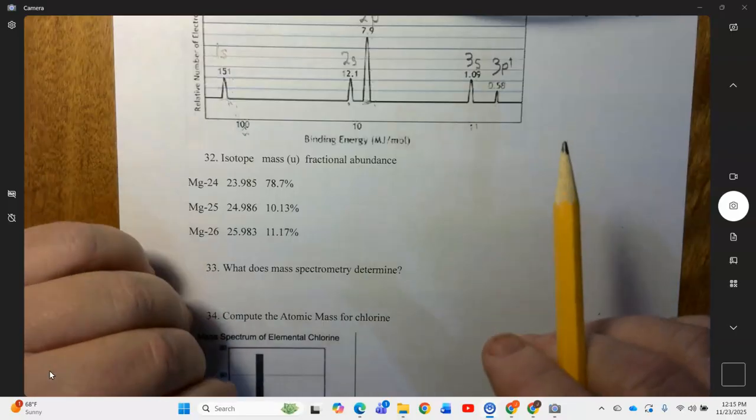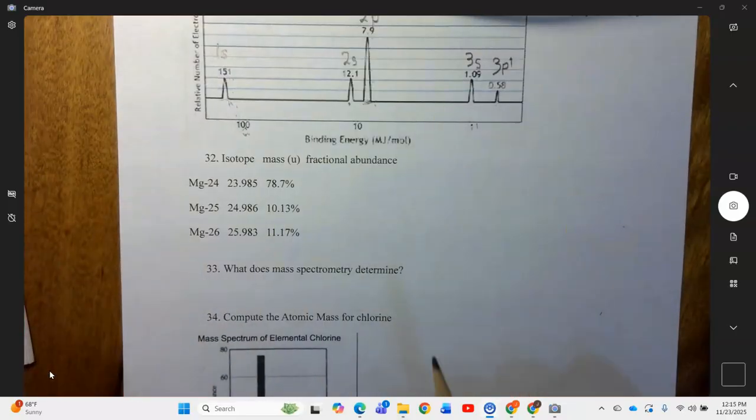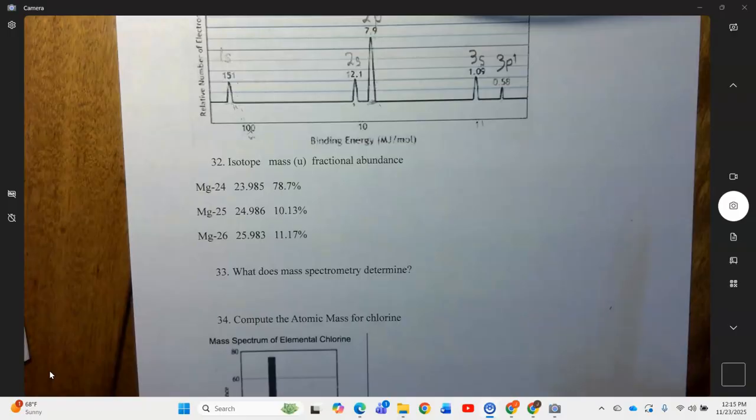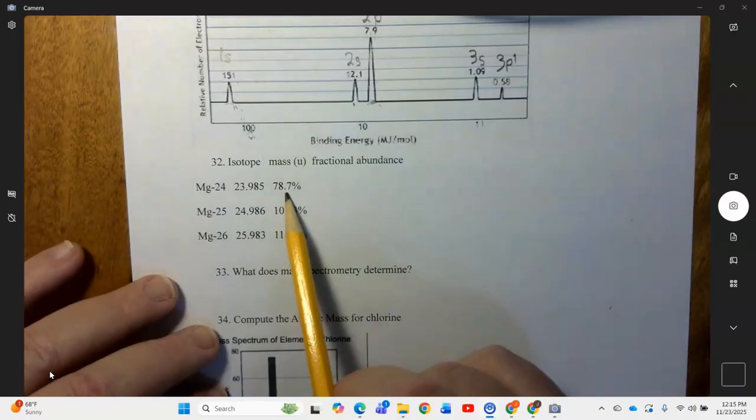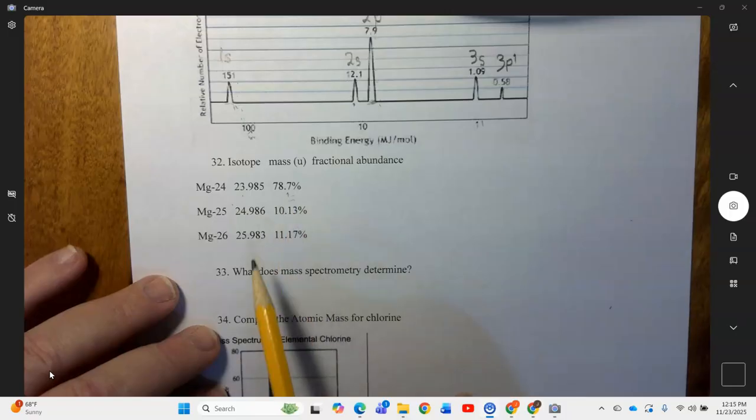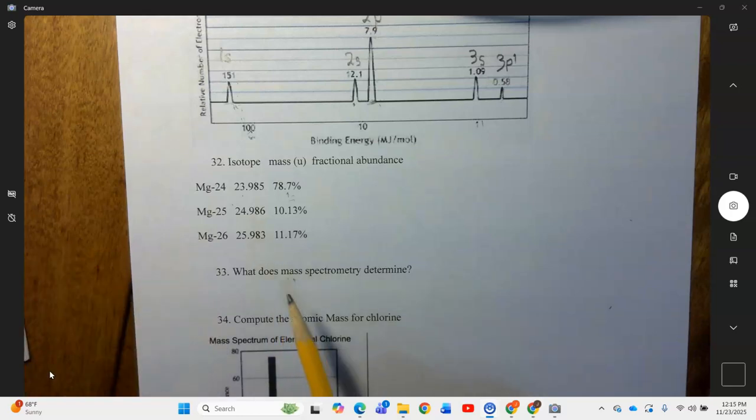Okay, isotope mass and fractional abundance. Again, that's the same thing as percentage. What they want you to do is figure out, if you have the masses and the percentages of isotopes, which you get from mass spectroscopy or spectrometry, the atomic mass. So that's what this question's asking you. What does mass spectrometry determine? A lot of you got that right on the last quiz. It determines the mass of each isotope of a particular element and what percentage of the isotopes are that mass. So the mass and the percentage.